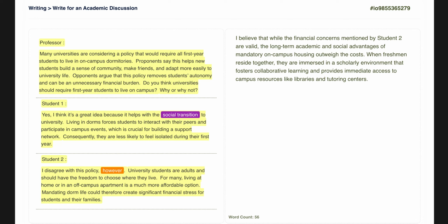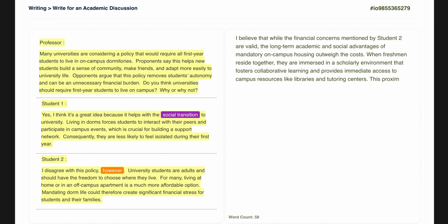This adds a new layer to the discussion that the other students didn't mention. We conclude this thought with "and provides immediate access to campus resources like libraries and tutoring centers." These specific examples provide the concrete evidence needed for a high score in support and development.